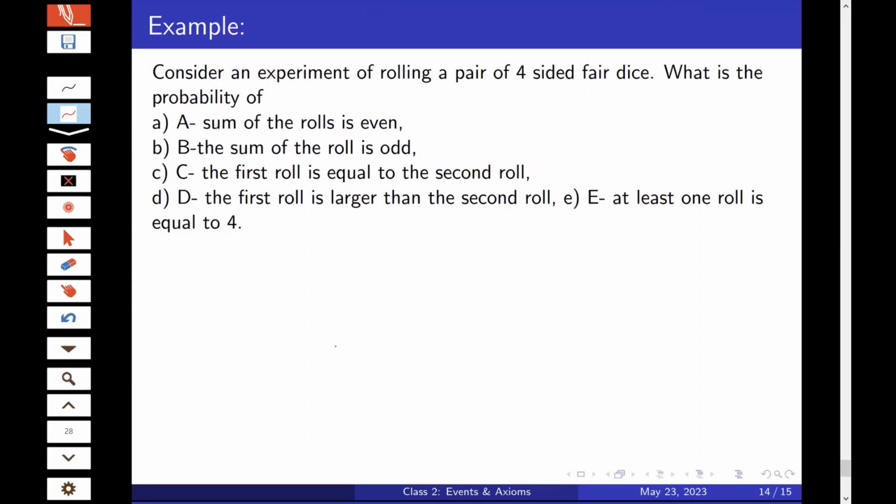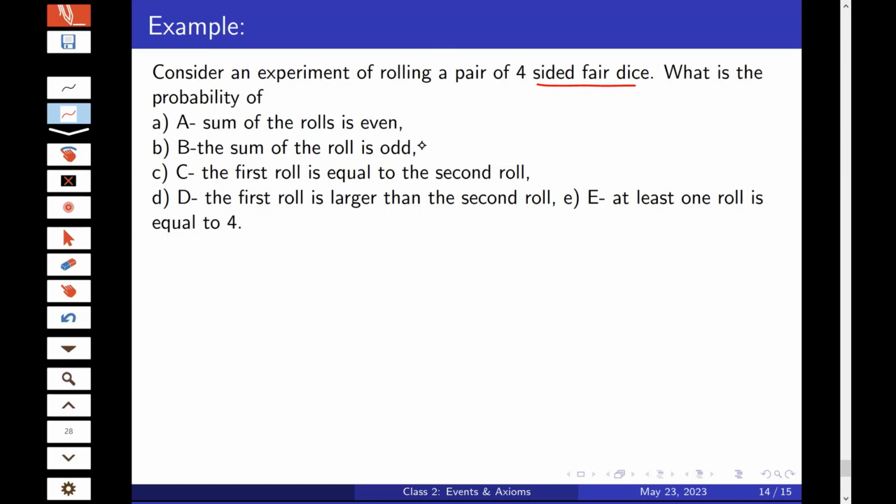Consider an experiment of rolling a pair of four-sided fair dice. What is the probability that A is the sum of the roll is even, B is the sum of the roll is odd, C is the first roll equals the second roll, D is the first roll is larger than the second roll, E is at least one roll equals 4. So we have to find the probabilities of these events. Okay, and it says we are rolling fair dice. So fair dice means those are equally likely events. So if it is equally likely, we have to find the items in A and divide by the total sample size.